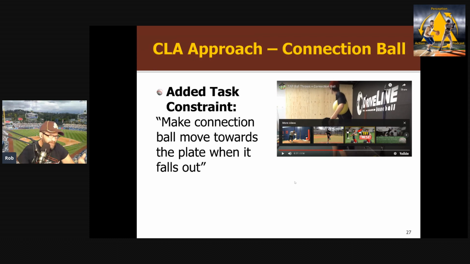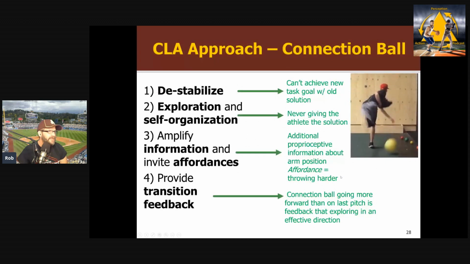How is this a good example of the constraint-led approach? Well, let's look at my four criteria that I created. Destabilization: there's no possible way you can achieve the goal I set for you of making that yellow ball go forward by separating your arm early. If your arm separates early from your body, it's always going to go sideways. Think about it: you have to carry the ball with your momentum forward to make it go forward. If you separate early, it's going to fall sideways. So I'm destabilizing the solution. Your old solution of separating the forearm and flyout won't work. You'll never be able to achieve this new goal I've set for you.